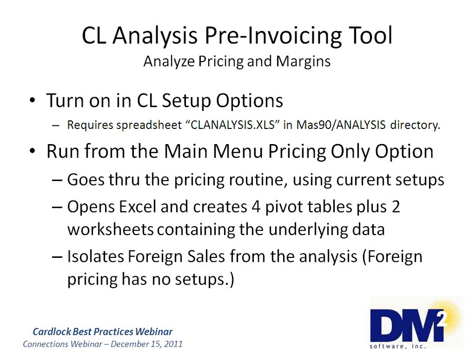So it opens Excel, it creates 4 pivot tables plus 2 worksheets containing the underlying data. It does isolate foreign sales from the analysis because foreign pricing has no setups. There's not very much we can do about what Pack Pride or CFN says they're going to pay you for those transactions. So they're in the spreadsheet, but they're in a separate spreadsheet. We don't use them as part of the analysis. But we get them out of the main analysis so that you can see what your controllable margins are.